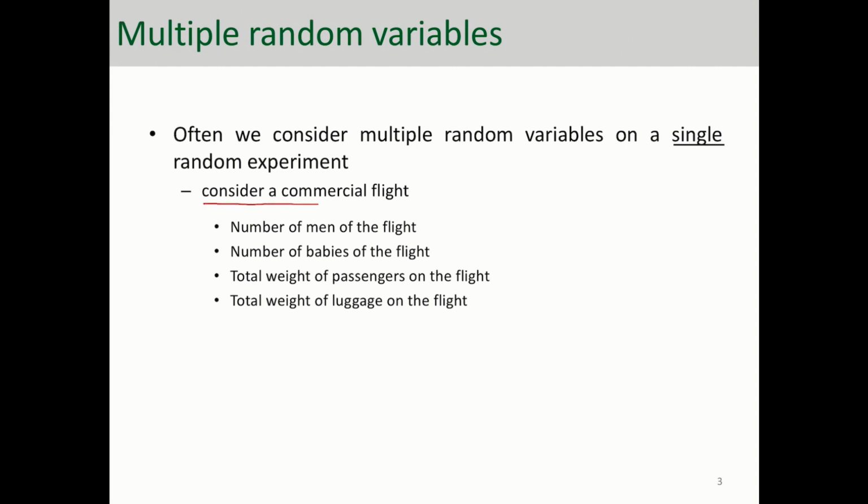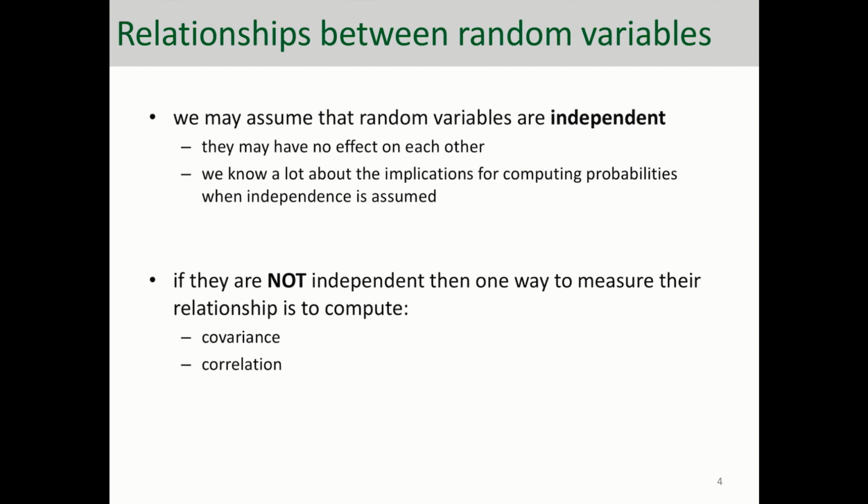Let's say that you consider a commercial flight. These are all different random variables associated with that random experiment: number of men on the flight, number of babies on the flight, total weight of passengers on the flight, and total weight of luggages on the flight. These are all random variables from one flight to another. These four change randomly.